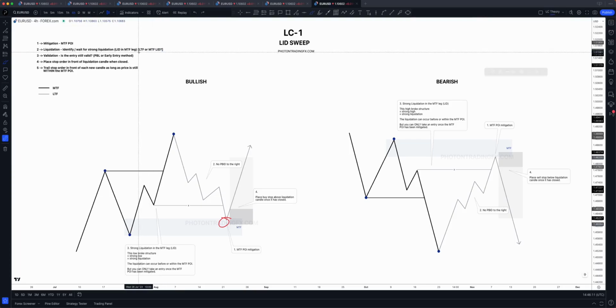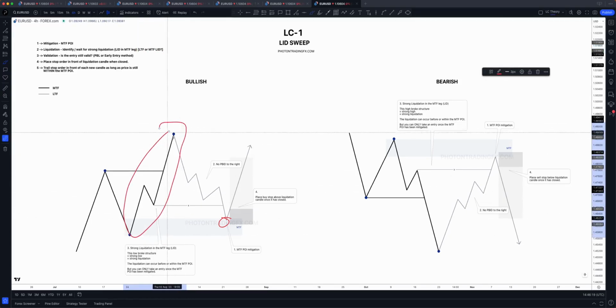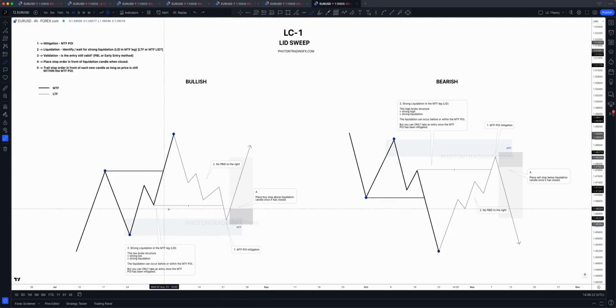Okay, so that's why I put in brackets: have a rule here where you need to decide whether you're happy to use lower time frame or it must only be your medium time frame LID, okay? In that medium time frame leg to the left. So POI mitigation on a medium time frame.